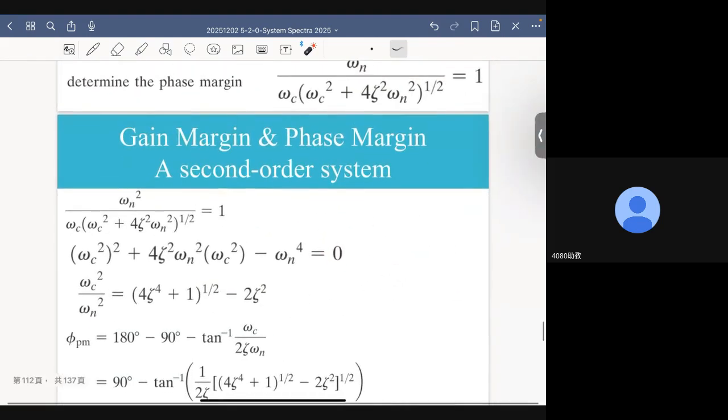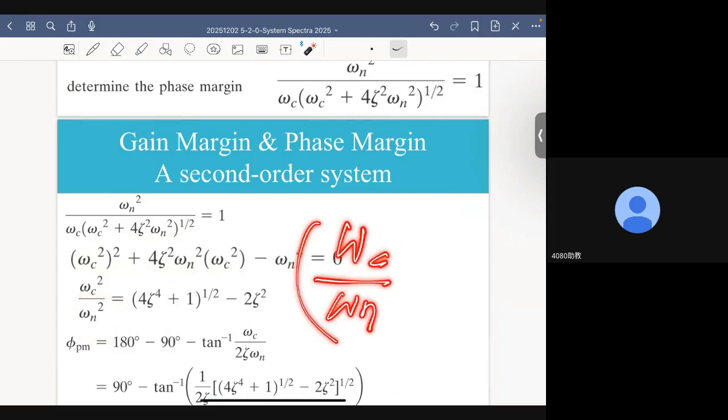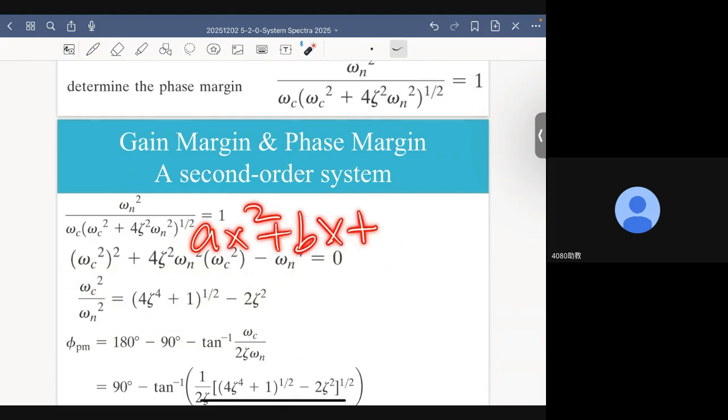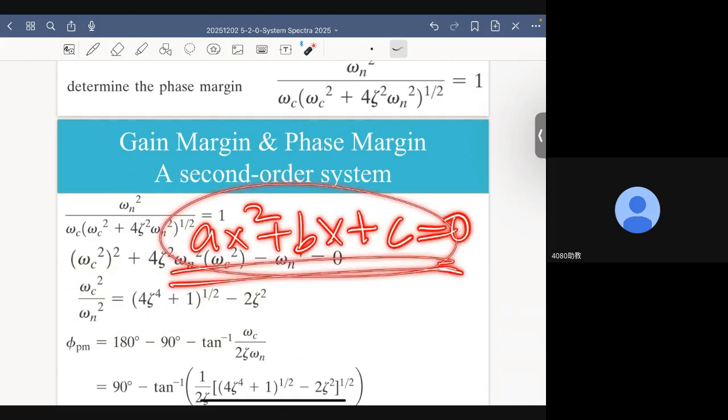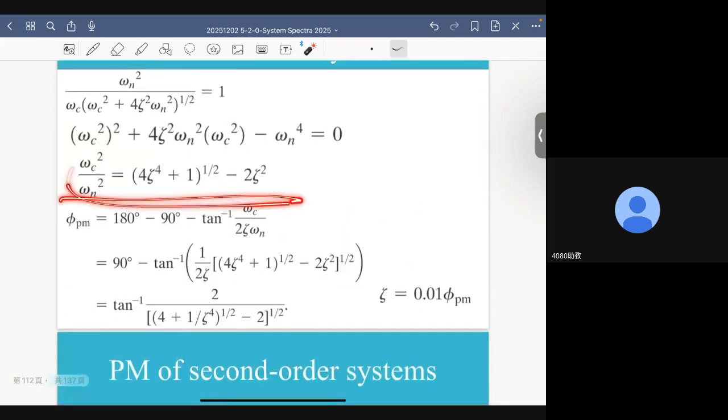Now, by solving this, by finding the roots of this polynomial, why is it a second order polynomial? Because again, I divide everything by omega squared, and then I treat omega c over omega n squared as, for example, x. Then this equation will look like a second order polynomial whose root can be readily determined. And that is what I have.